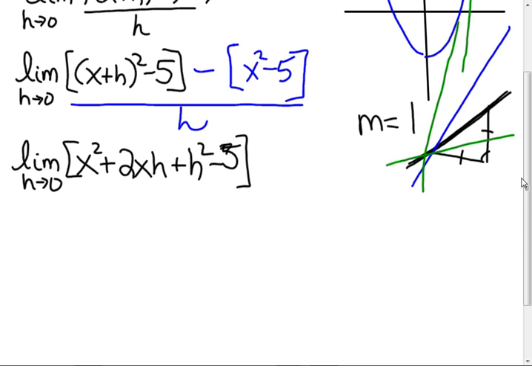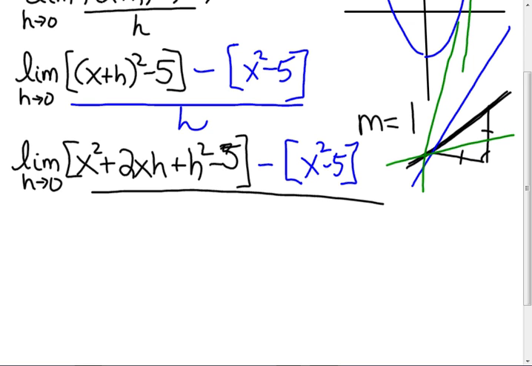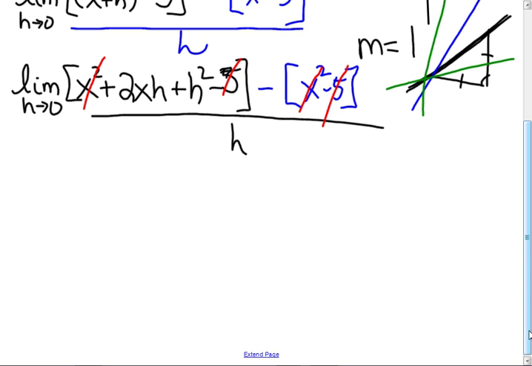Minus (x squared minus 5). If you remember, I promised you things would cancel, all over h. And maybe it's easier just to look at it here. What's going to cancel here? x squared, right? And what else? The 5s. If you don't have the parentheses there, those 5s will not cancel. That's 0, right? So it's the limit.